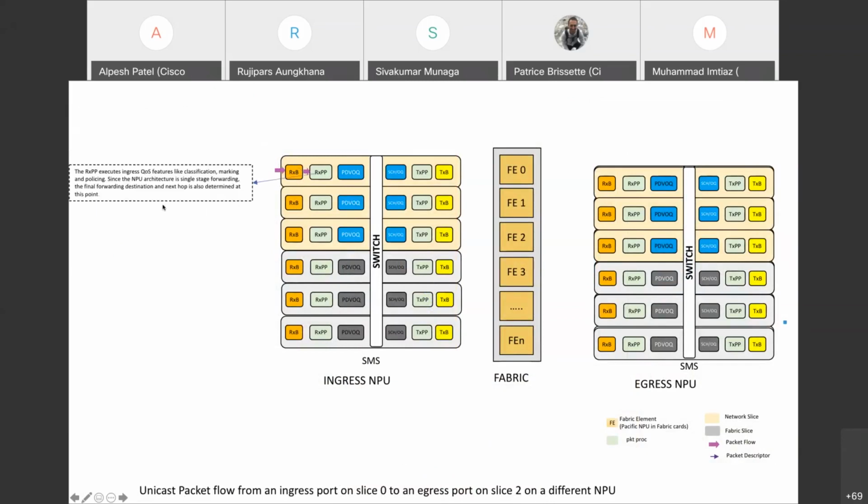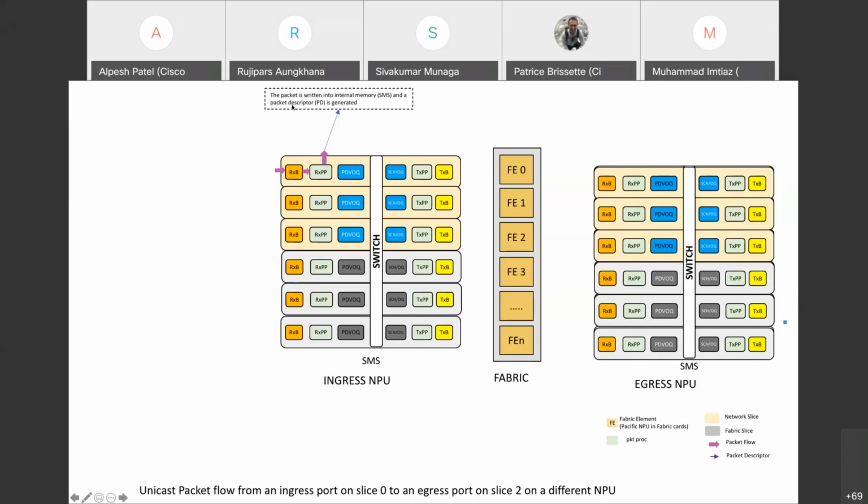So on the RxPP, what happens? We talked about the ingress QoS features like classification, marking, and policing. That happens on the RxPP. Since the NPU architecture is a single stage forwarding, here we decide what our final destination is, meaning the final destination line card, and what slice and what interface. So that is determined at this level.